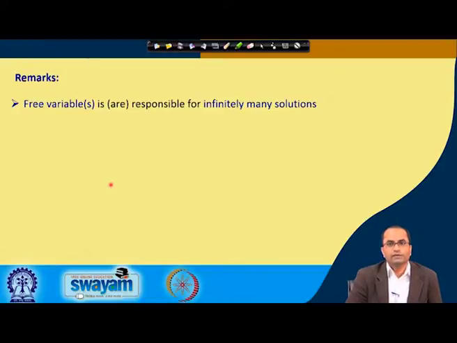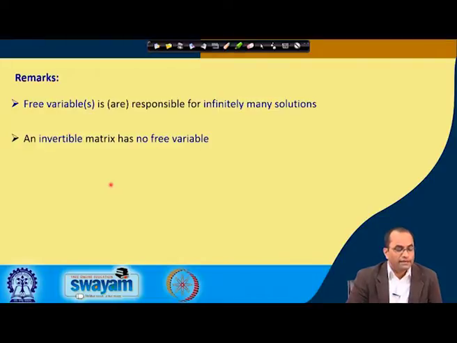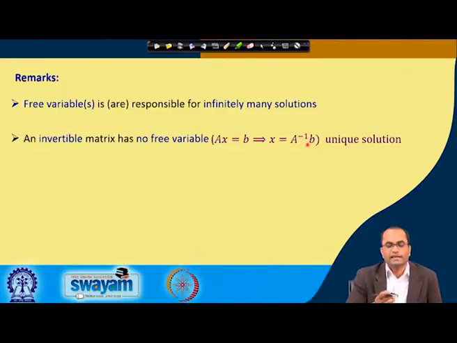So, in conclusion, whenever we have free variables in our system, that means some columns do not have a pivot, and in that case there will be infinitely many solutions, and the invertible matrix will have no free variable. The reason is clear, because once the matrix is invertible we get a unique solution, and if we have a unique solution definitely we will not have free variables. Or the other way around, if we observe that there is no free variable, that means this A is also invertible.